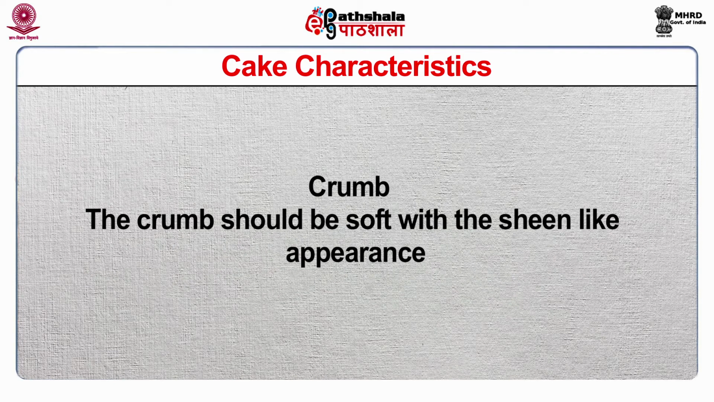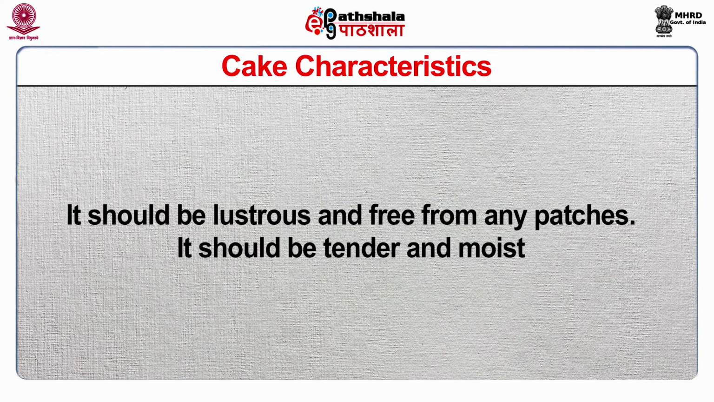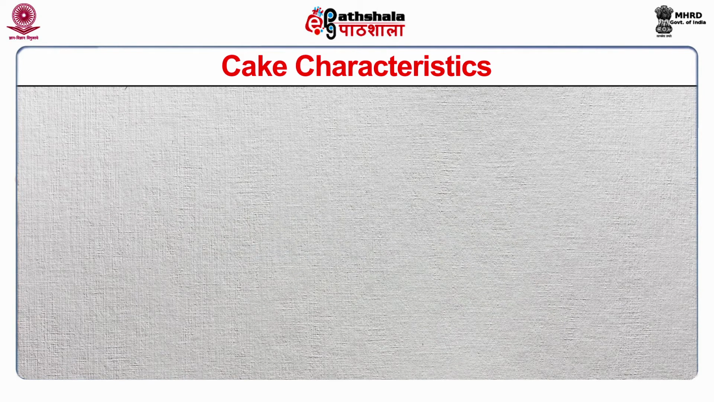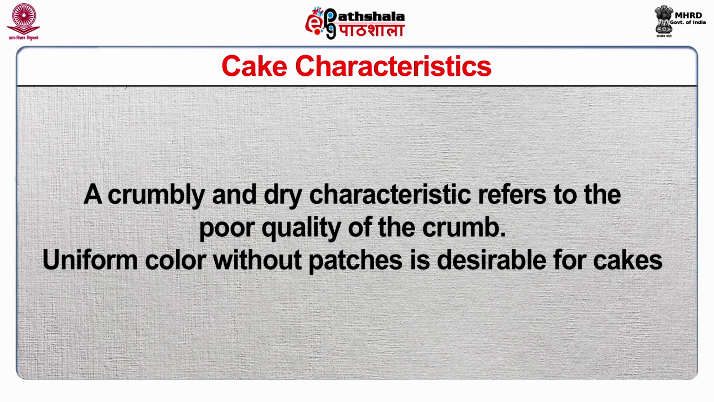Now crumb. The crumb should be soft with a sheen-like appearance. It should be lustrous and free from any patches. It should be tender and moist. A crumbly and dry characteristic refers to poor quality of the crumb. Uniform color without patches is desirable for cakes.